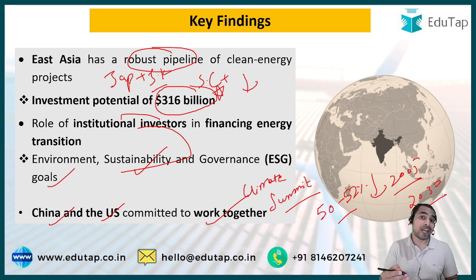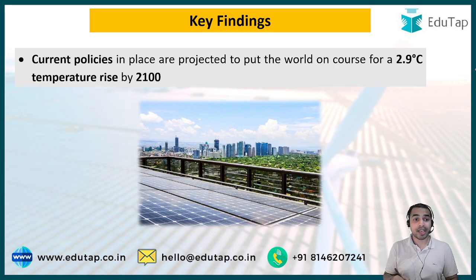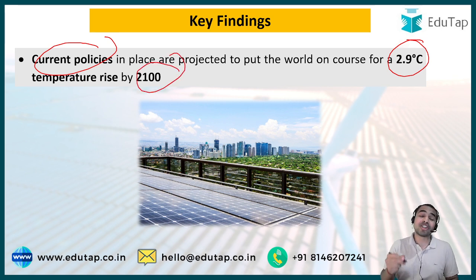So guys, the United States has pledged to decrease its carbon emission by 50 to 52% below the 2005 levels by year 2030. So guys, this really shows the commitment level of the United States in order to reduce the carbon emission and achieve net zero emission. And guys, this particular report also says that the current policies which are in place are projected to put the world on course for a 2.9 degrees Celsius temperature rise by 2100. So guys, that is a very serious cause of concern, as it will become very difficult for human beings to sustain that particular rise of temperature.